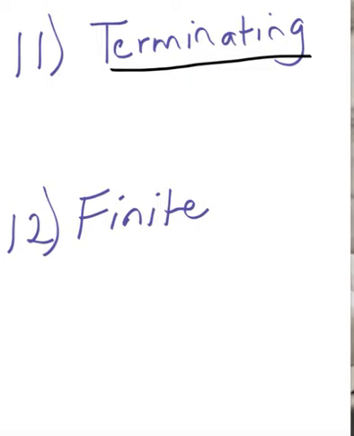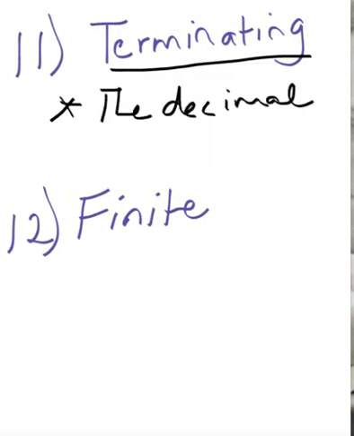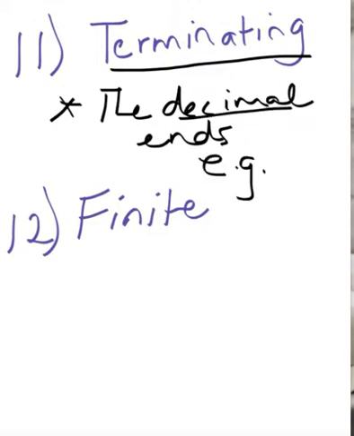So terminating means it stops, or in mathematical terms we can say the decimal ends or stops. Whatever word you want to use. But just mention that it's a decimal that's stopping. And for example, we can provide an example, 2.5. Decimal stops and we're done.